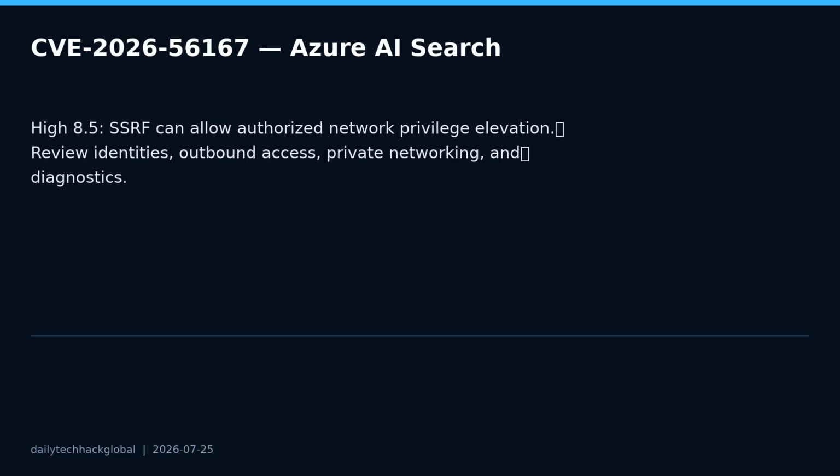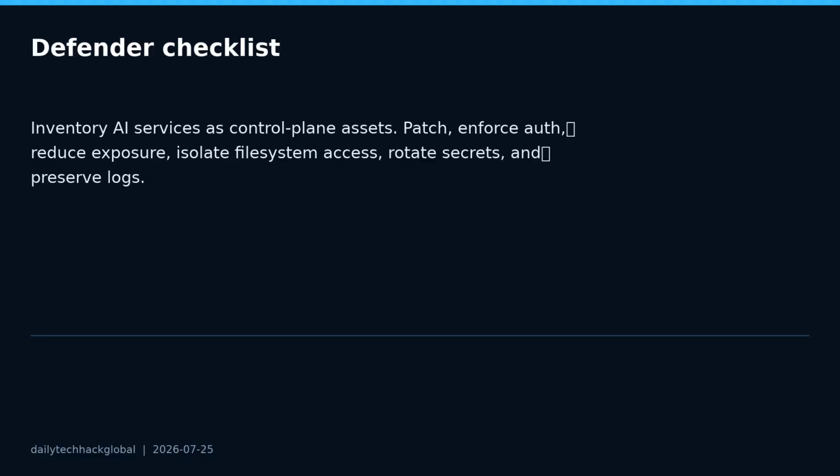Fourth, CVE-2026-56167 affects Azure AI Search and is rated high, CVSS 8.5. NVD and MSRC describe server-side request forgery that can let an authorized attacker elevate privileges over the network. Review update and advisory status in Microsoft guidance, validate managed identity scope, limit outbound access, prefer private networking, and turn on diagnostics. Across these cases, the pattern is clear.